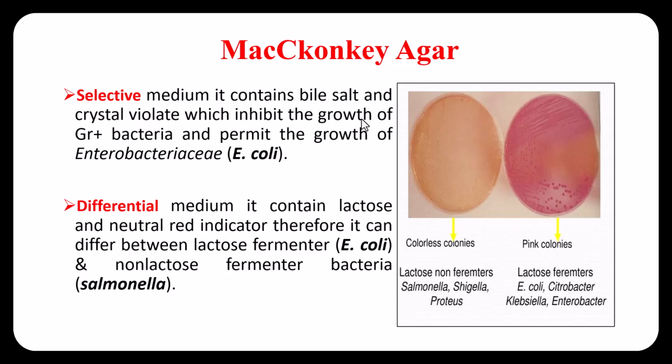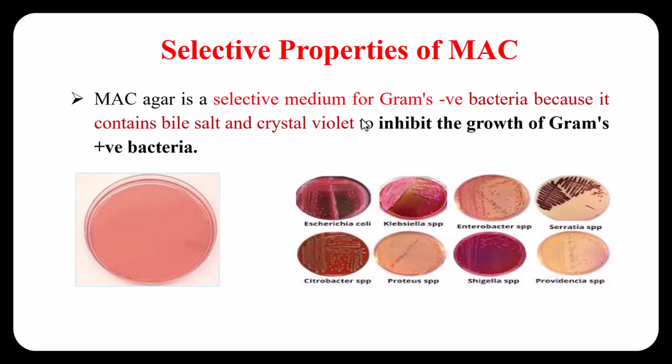While the non-lactose fermenter bacteria like Salmonella, Shigella, and Proteus produce the colorless colony because they do not ferment the lactose in the media and do not change the color of the indicator. As I mentioned, MacConkey agar is an important selective media for gram-negative bacteria as it contains bile salt and crystal violet that inhibit the growth of the gram-positive, allowing the growth of the gram-negative bacteria.